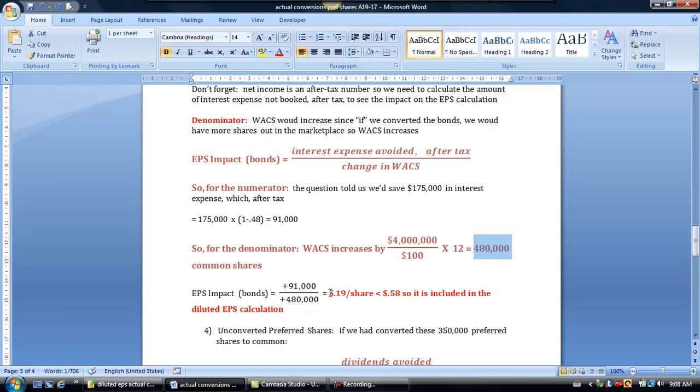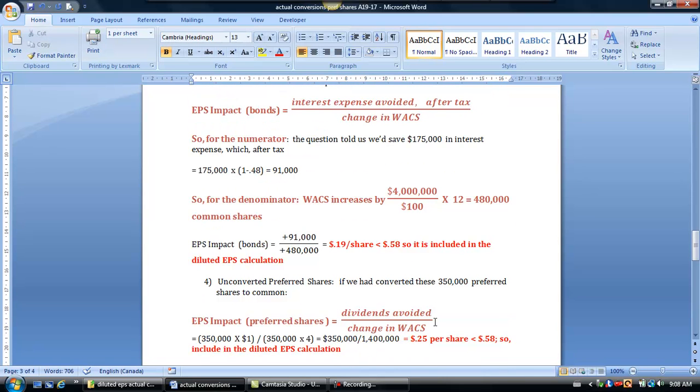Therefore, your EPS impact as a result of the bonds would be 19 cents a share, which is less than 58, so I'm going to include it in my diluted EPS calculation.